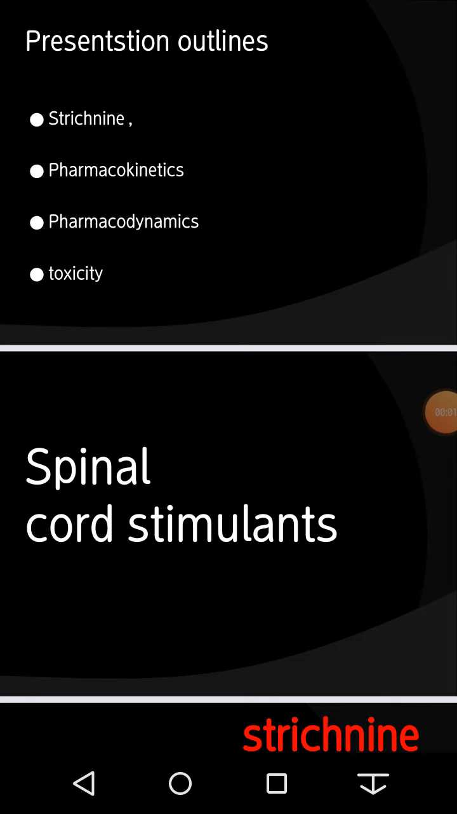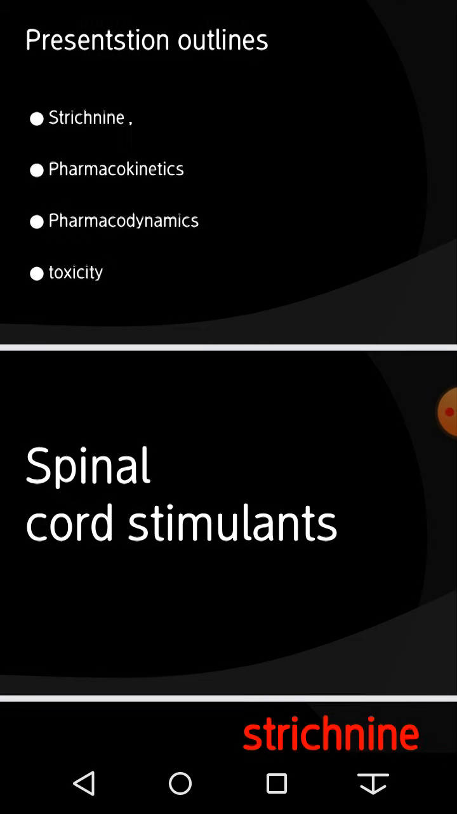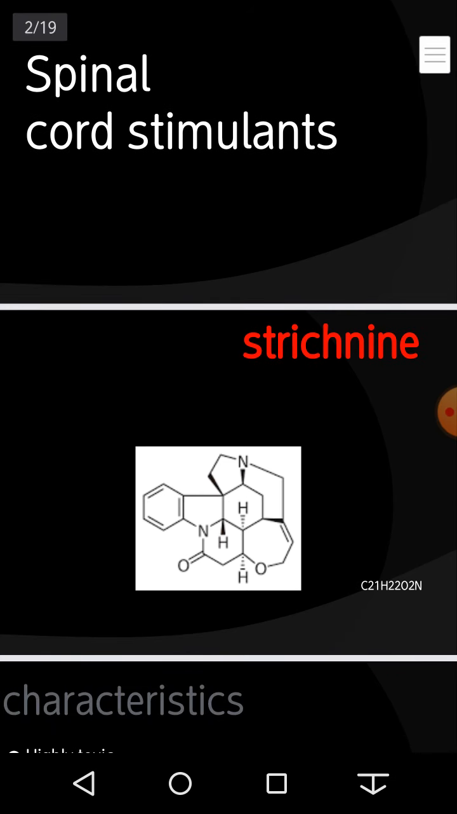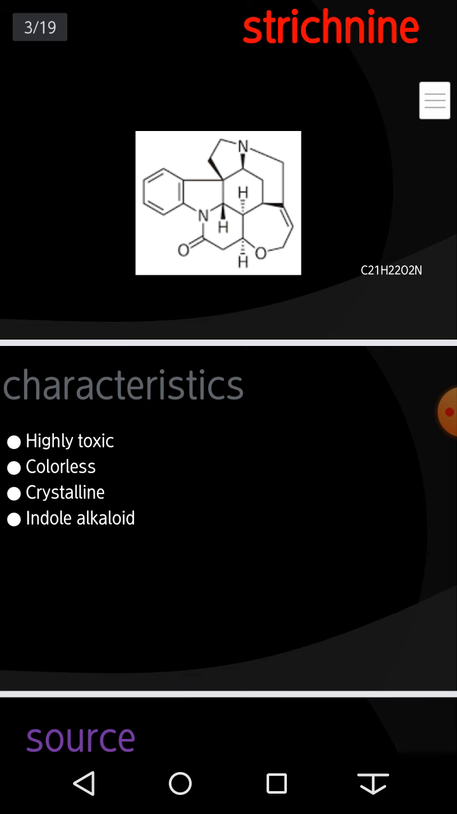So let's start. The presentation outline is strychnine, strychnine pharmacokinetics, pharmacodynamics, and toxicity. Now, strychnine is a spinal cord stimulant, like we have other stimulants, cerebral stimulants and midbrain stimulants. So strychnine is basically a spinal cord stimulant. Now that is the structure of strychnine. There is the formula of strychnine.